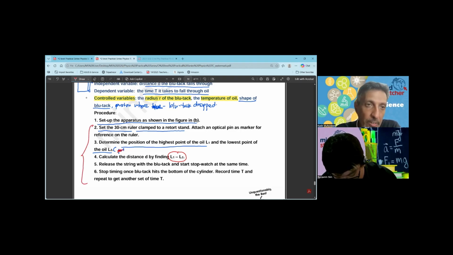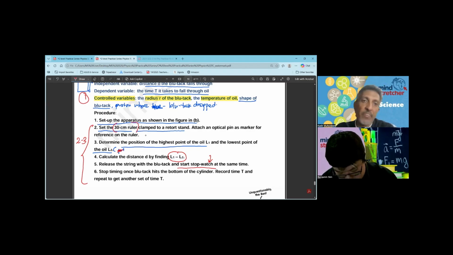Okay, this is going to carry 1 mark. This one, like what I say, can be 2 to 3 marks. Because you're telling how you're going to measure the D. Okay, and then release the string and start the stopwatch. So you are talking about using the stopwatch to measure and you're talking about using the 30 cm ruler. This is the apparatus given.